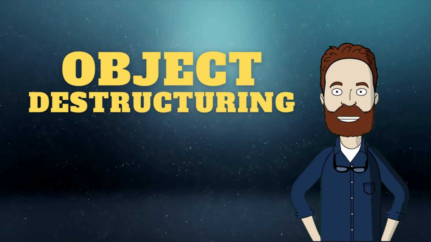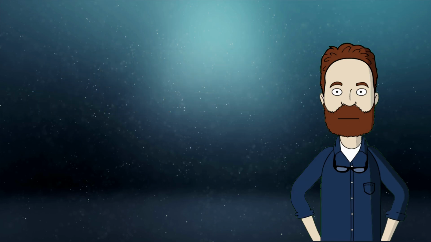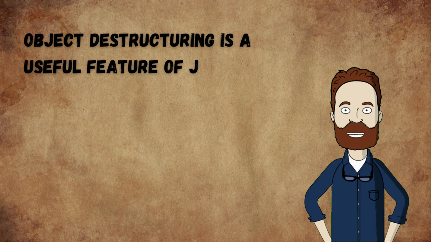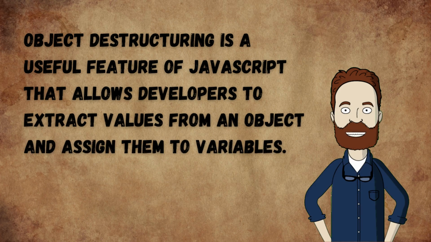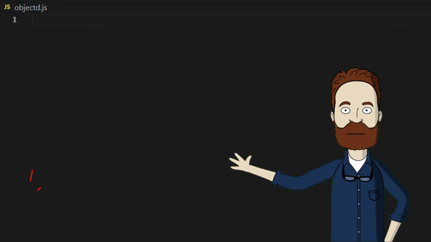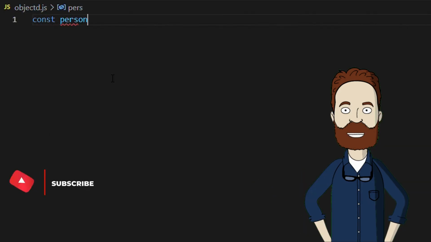Another feature of JavaScript is object destructuring. Object destructuring is a useful feature of JavaScript that allows developers to extract values from an object and assign them to variables. Now, here is a live example of object destructuring.